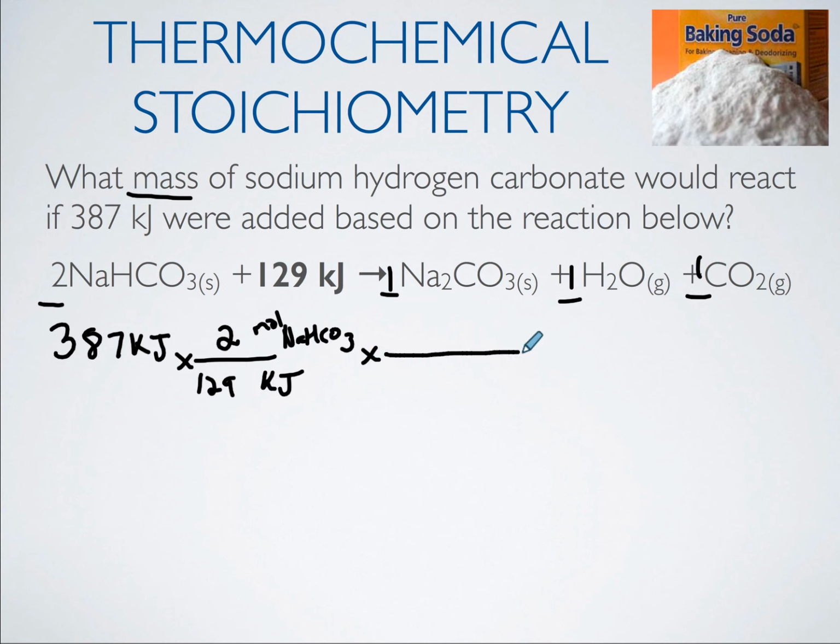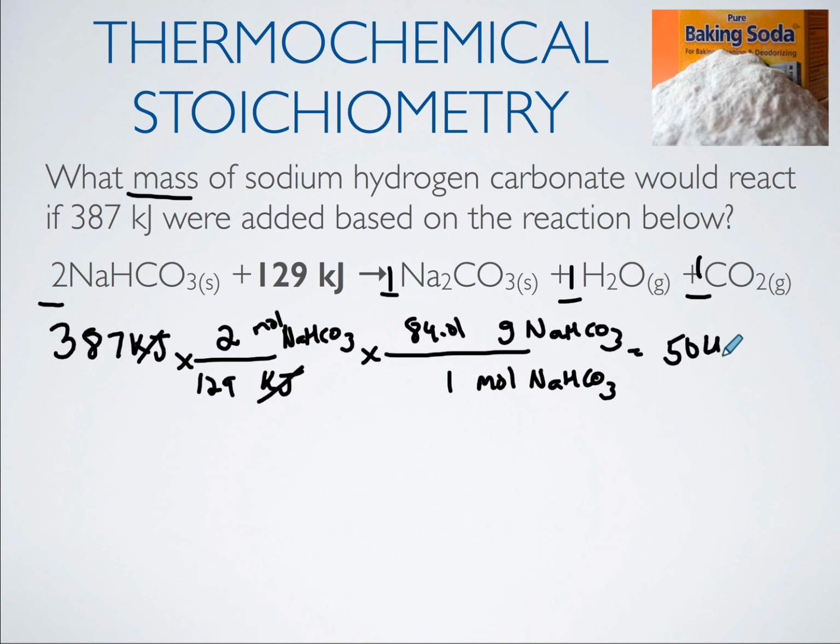Alright, once we've canceled out our kilojoules and gotten to moles, now this is just like the stoichiometry unit. I'm canceling out moles of NaHCO3 to get to the unit I want, which in this case is grams. 1 mole is equal to the molar mass from the periodic table, so we have 84.01. So from here you multiply and divide across, and you end up with 504 grams of baking soda.